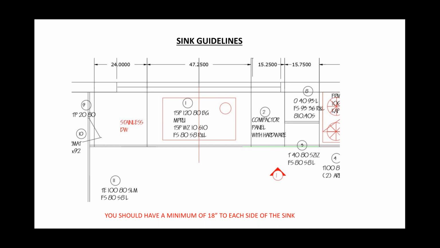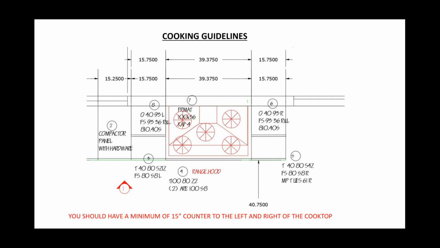Sink guidelines. And you think, John, come on, this stuff is all elementary. Believe me, the stuff I get in and see, it's not elementary. There have been so many mistakes over the years. You should have a minimum of 18 inches to each side of the sink. Cooking guidelines: you want 15 inches minimum, so your handles don't stick out into a walk space and you're off to the hospital with a child that has grease burns.